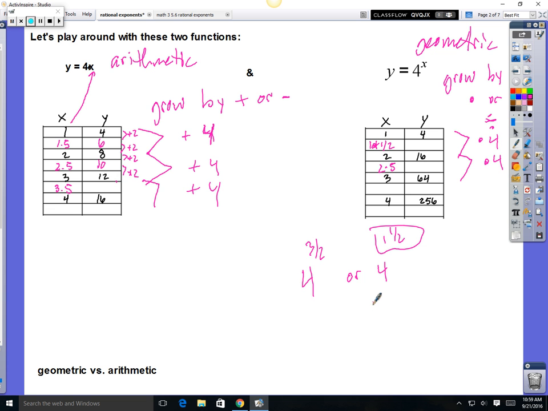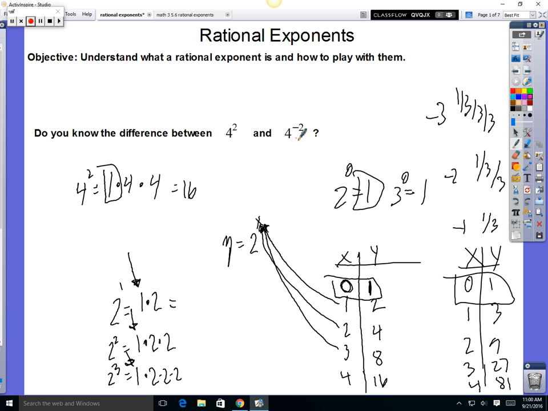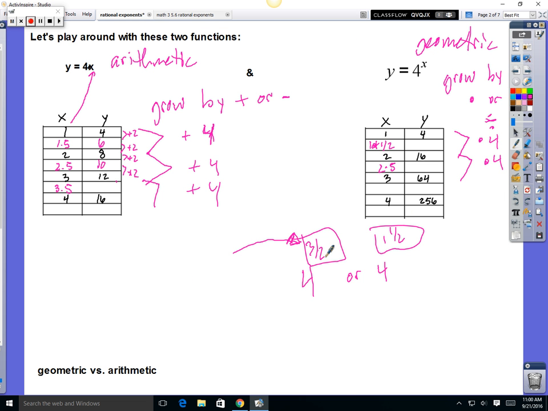So what's going on when you plug in a fraction for an exponent? Here's what you know so far. If you plug in a negative for an exponent, that's division. If you plug in a positive, that's repeated multiplication. But what is going on when you plug in a rational number? So here we go. 1.5. Let me erase this.